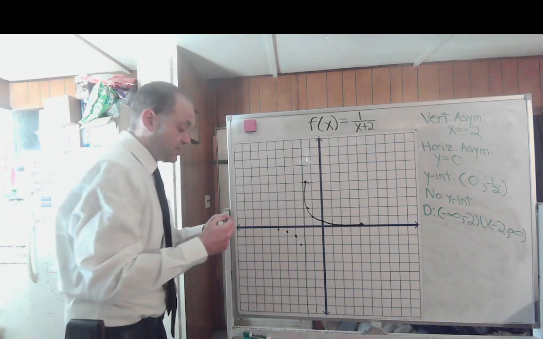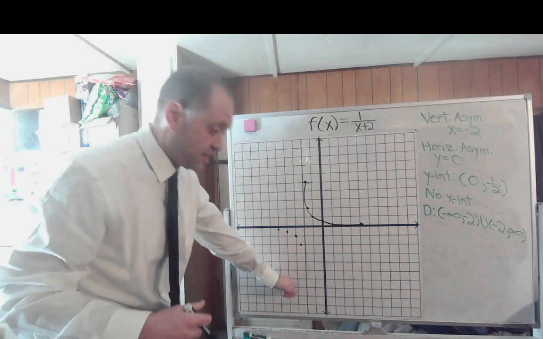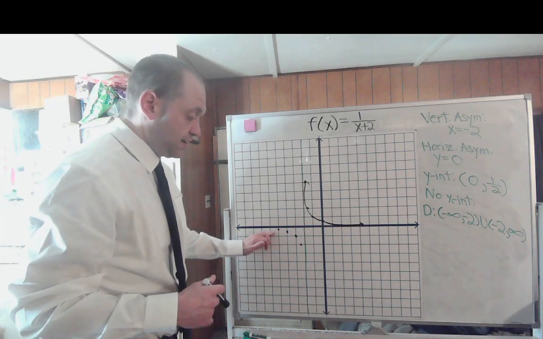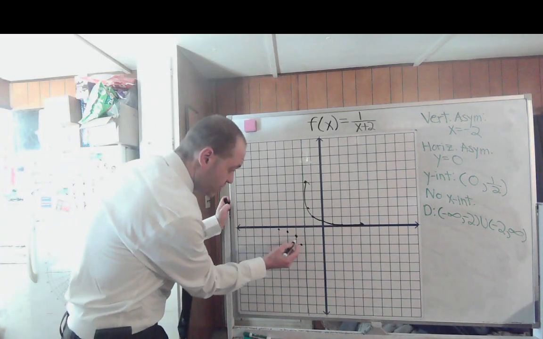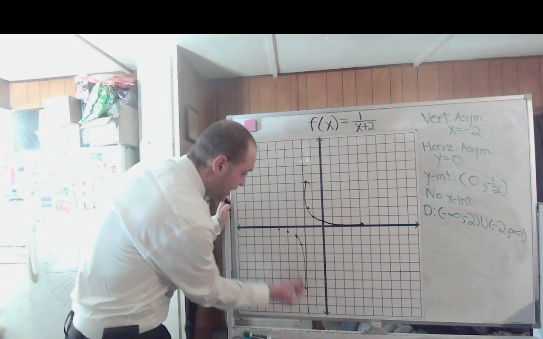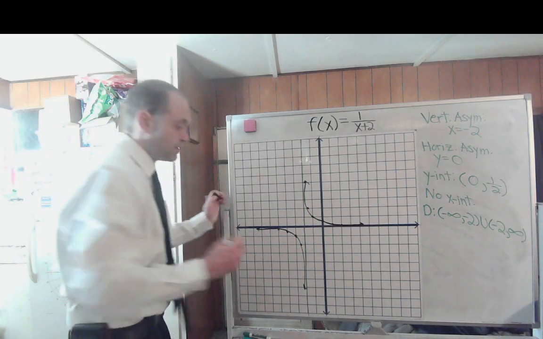So as you see, the closer you get to x equals negative 2 from the left, it gets infinitely smaller. And then the farther away you get going left, it gets infinitely closer to y equals 0, but never actually reaches it. So the graph of this rational function is going to look something like this.